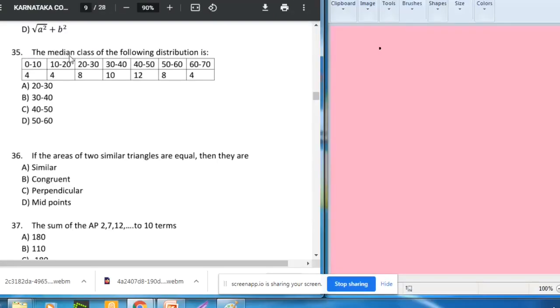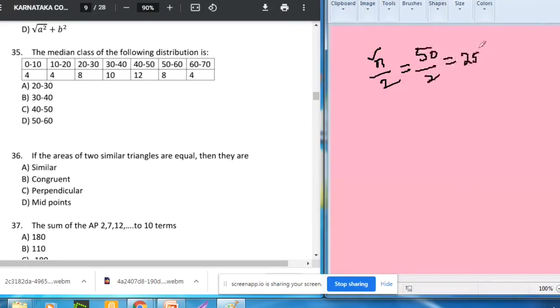Now to the 35th question. The median class of the following distribution is. They have given the table and we are going to find the median class. To find the median class, we have to find the value of n by 2, where n is the total number of frequency. 4 plus 4 plus 8 plus 10 plus 12 plus 8 plus 4 will be equal to 50. 50 by 2 value is 25 and this 25 lies between the frequency 30 to 40. So the median class will be 30 to 40. B is the correct option.